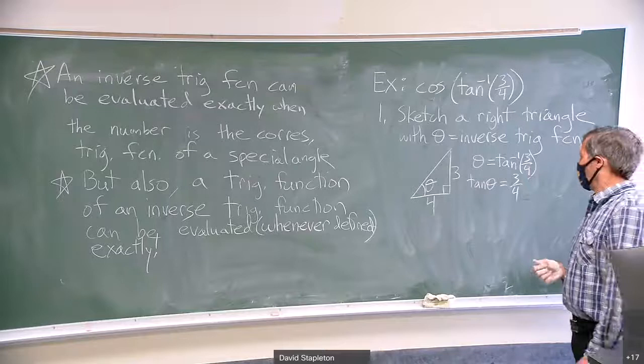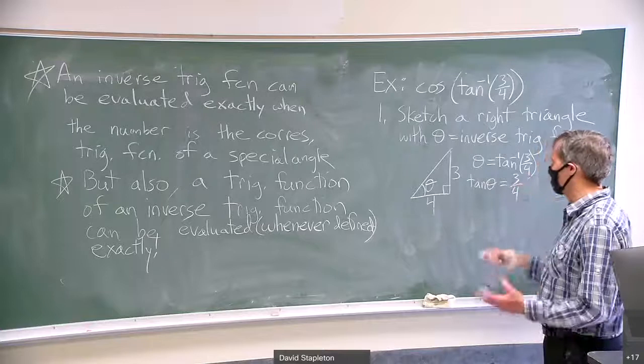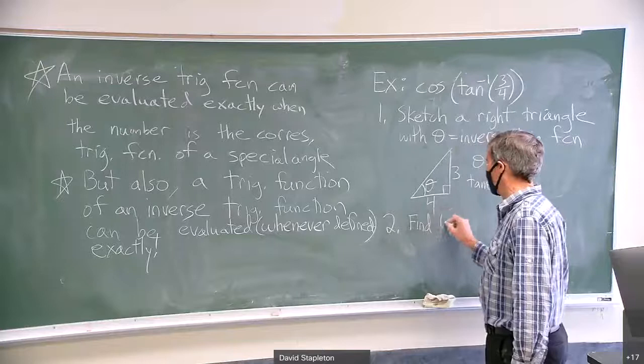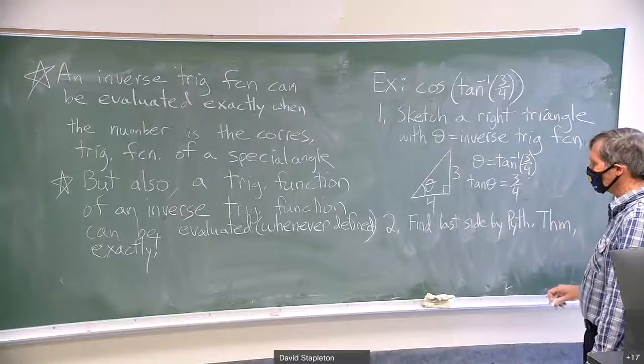That's the first step. Now you don't have to use 3 and 4, you could use 30 and 40 or 6 and 8, anything whose ratio is 3/4, it works just as well. I put these because these are the smallest numbers I can do, and I'd rather work with small numbers with less chance of mistake, right? So step two then is to find the last side by the Pythagorean theorem. What is the hypotenuse if I know the two legs?